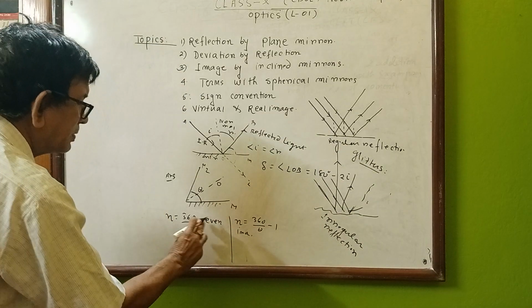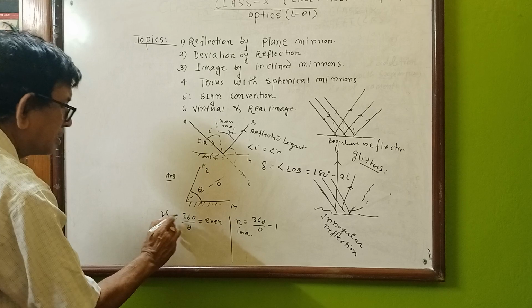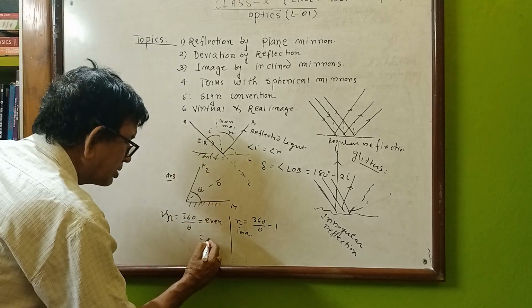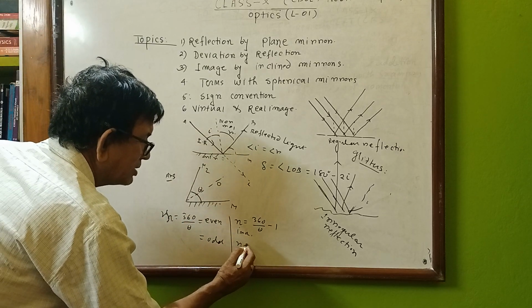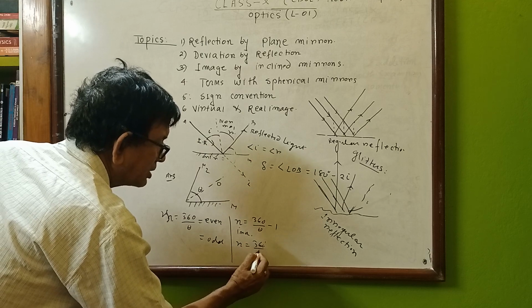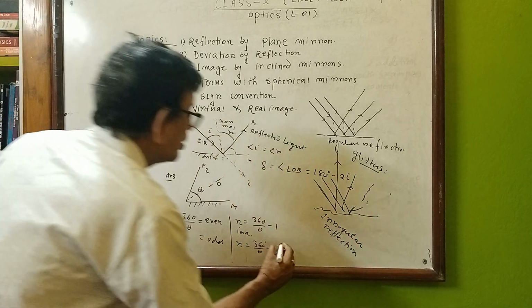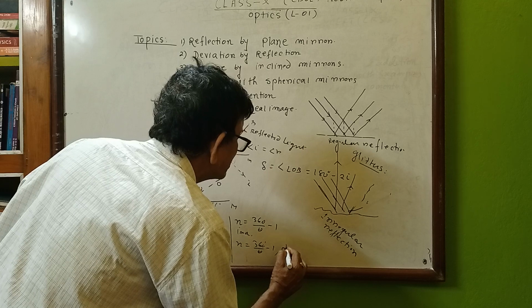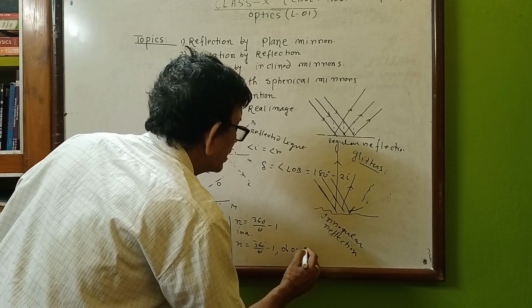Now if 360 by theta is odd, then the same result: 360 by theta minus 1, where the object is on the angle bisector.